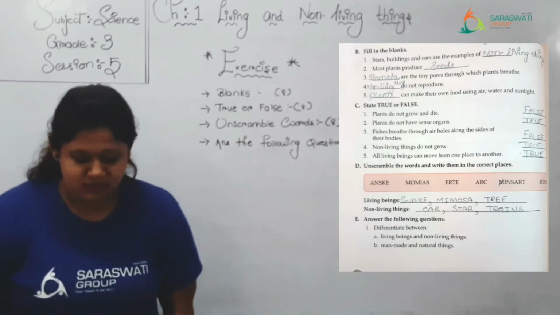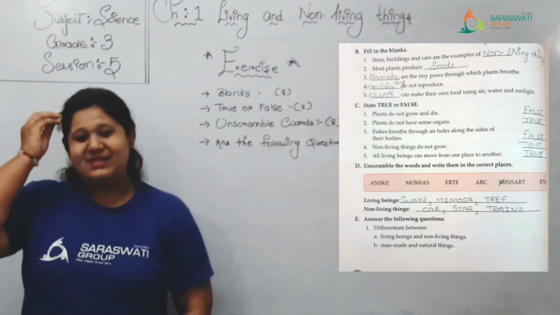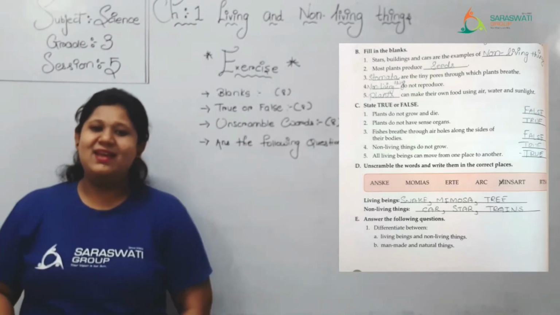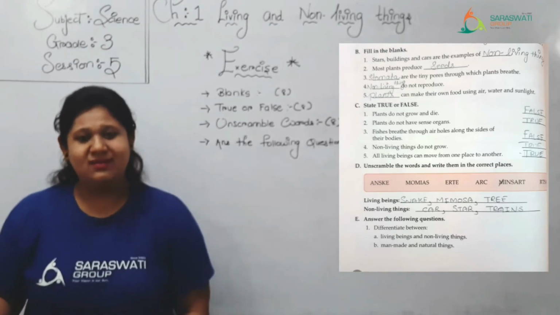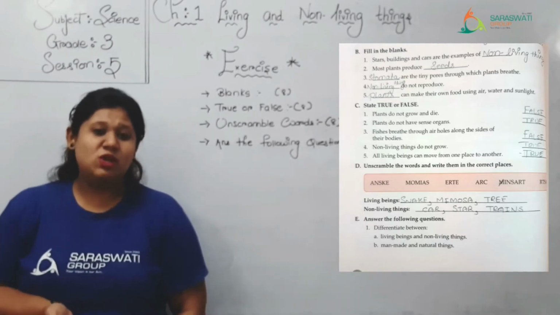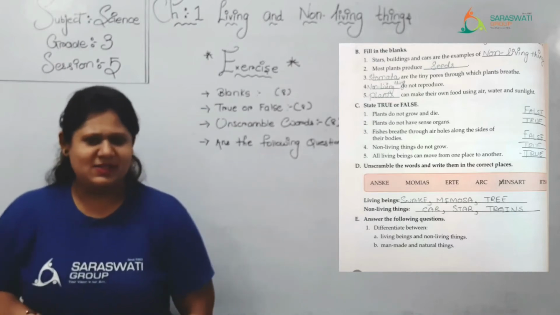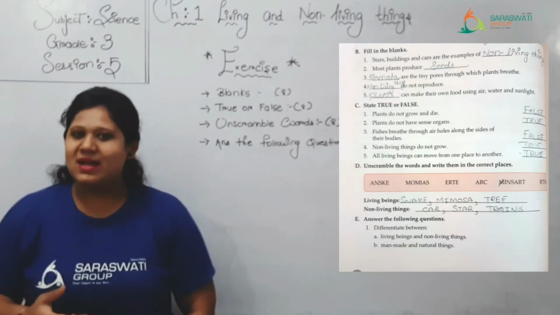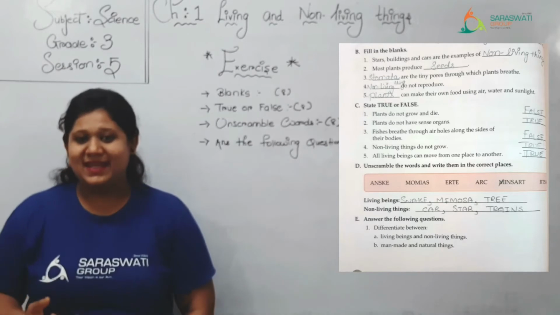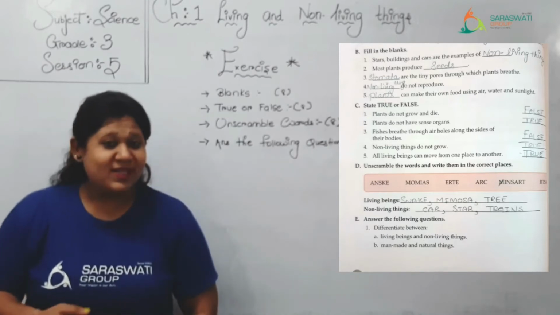Now next, number 2. Plants do not have sense organs. Plants do not have a sense organ. No, this statement is also incorrect. Is it incorrect or correct? If plants did not have sense organs, would they be able to move?